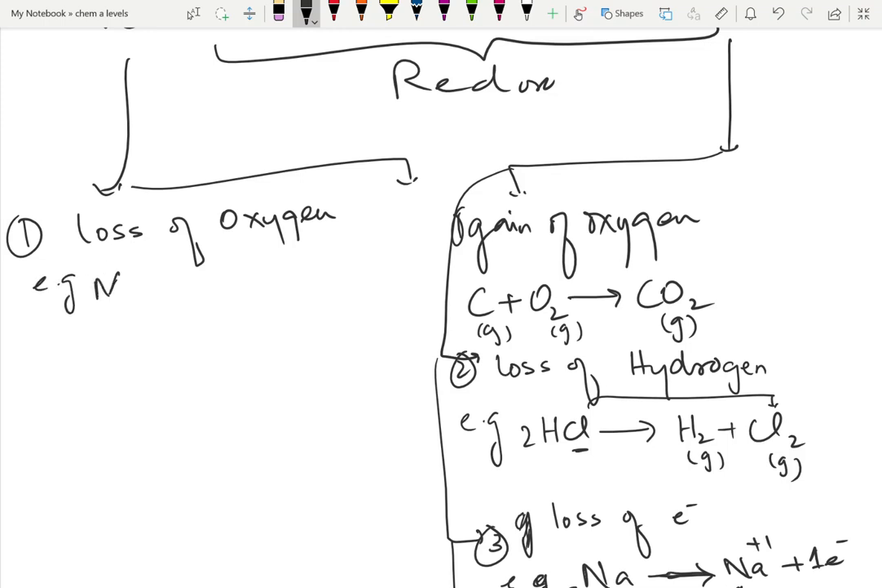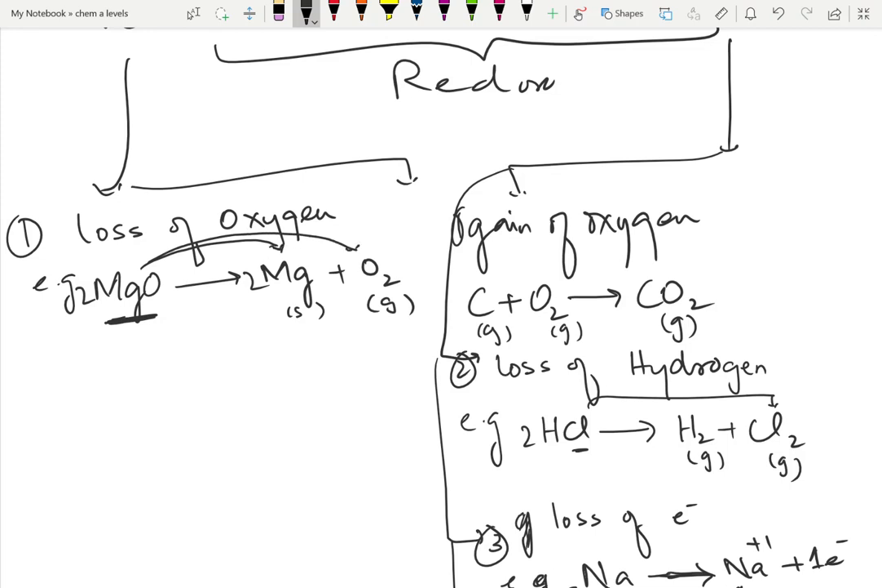Let's talk about its example. For example, magnesium oxide is broken down into magnesium and oxygen, and as this is losing oxygen and forming magnesium solid, it is called reduction. This is an important reaction. Its application is in extraction of metals, and we'll talk about its applications later on in upcoming topics.